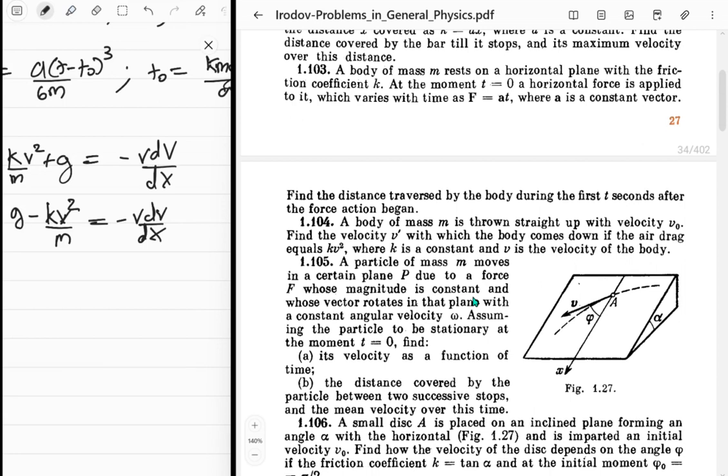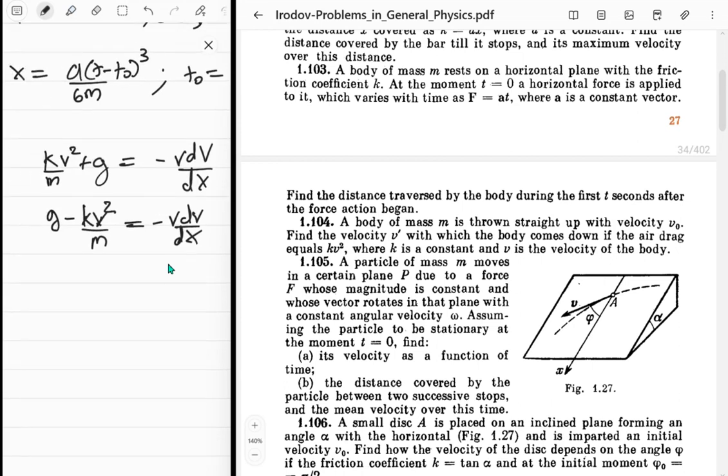Wait a second. So dx is negative, and dv is also negative because the velocity is now negative in this case, right? Yeah, that's the upward acceleration, and of course we can write it like that. So it's correct, no problem.